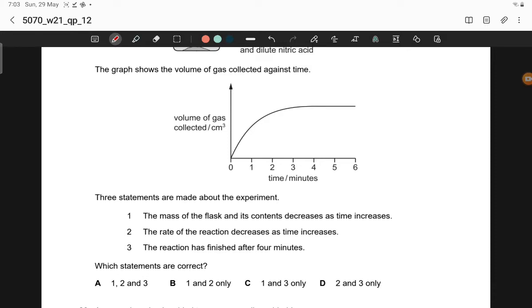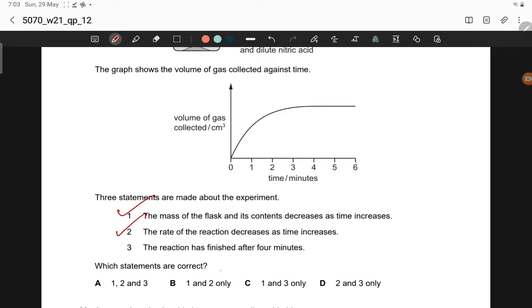Volume of gas. Three statements are made about the experiment. The mass of the flask and its content decreases as time increases. Yes, it is correct, because reactants are used up as the reaction proceeds. The rate of the reaction decreases as time increases. Yes, the rate of reaction decreases as time increases, because reactants are used up gradually with the passage of time.